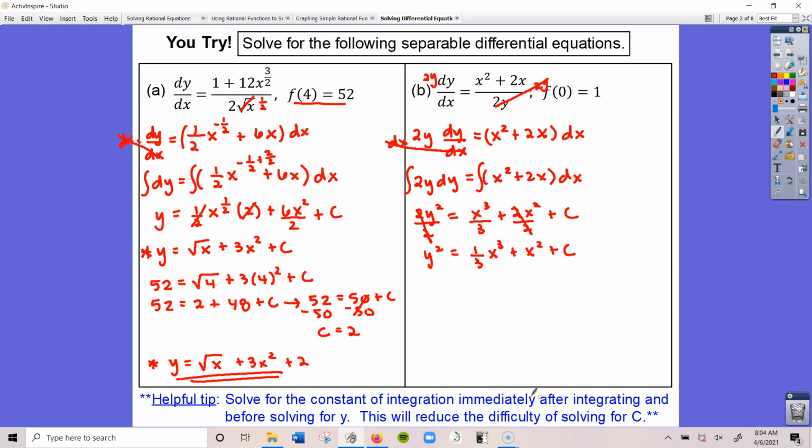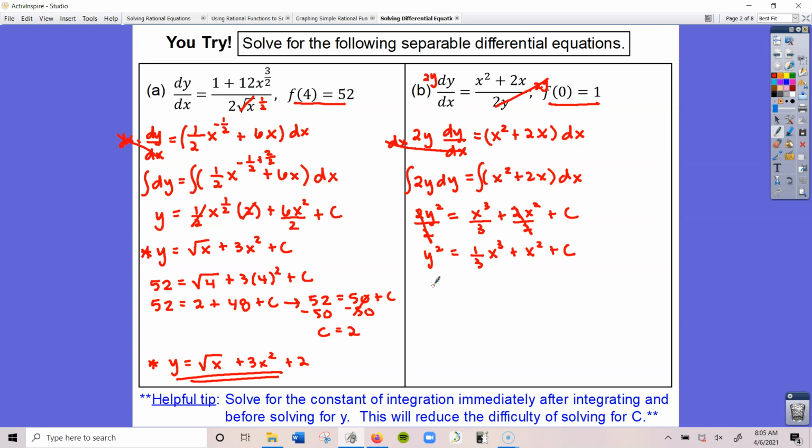Now I have here a tip. This one didn't really matter because we were able to solve for y pretty easily. But to solve for c, it's sometimes easier to solve for c immediately after you integrate before you solve for y. Because our end goal here is to have our equation only in terms of y, like just y equals, etc. So we want an explicit equation for y. If we do that, that reduces the difficulty for solving for c. So I'm going to right now plug in my initial condition. Now this isn't to say that you can't do this at the end, but if you want to reduce difficulty, you can do that now.